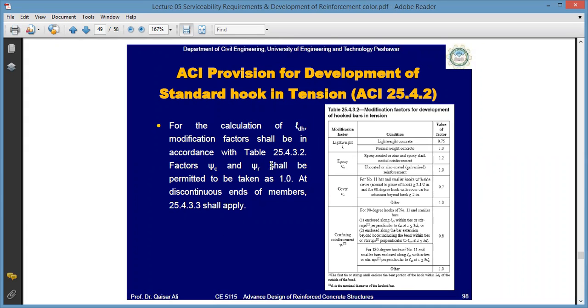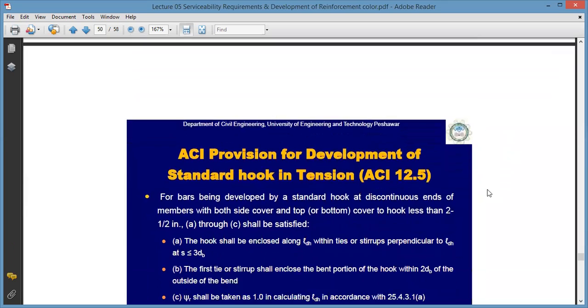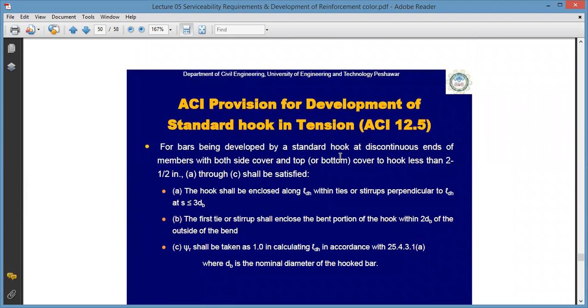So here are all these factors, based on the same formula. For a bar being developed by a standard hook at discontinuous ends of the members with both side cover and top and bottom cover to the hook less than 2.5 inch, this should be satisfied.